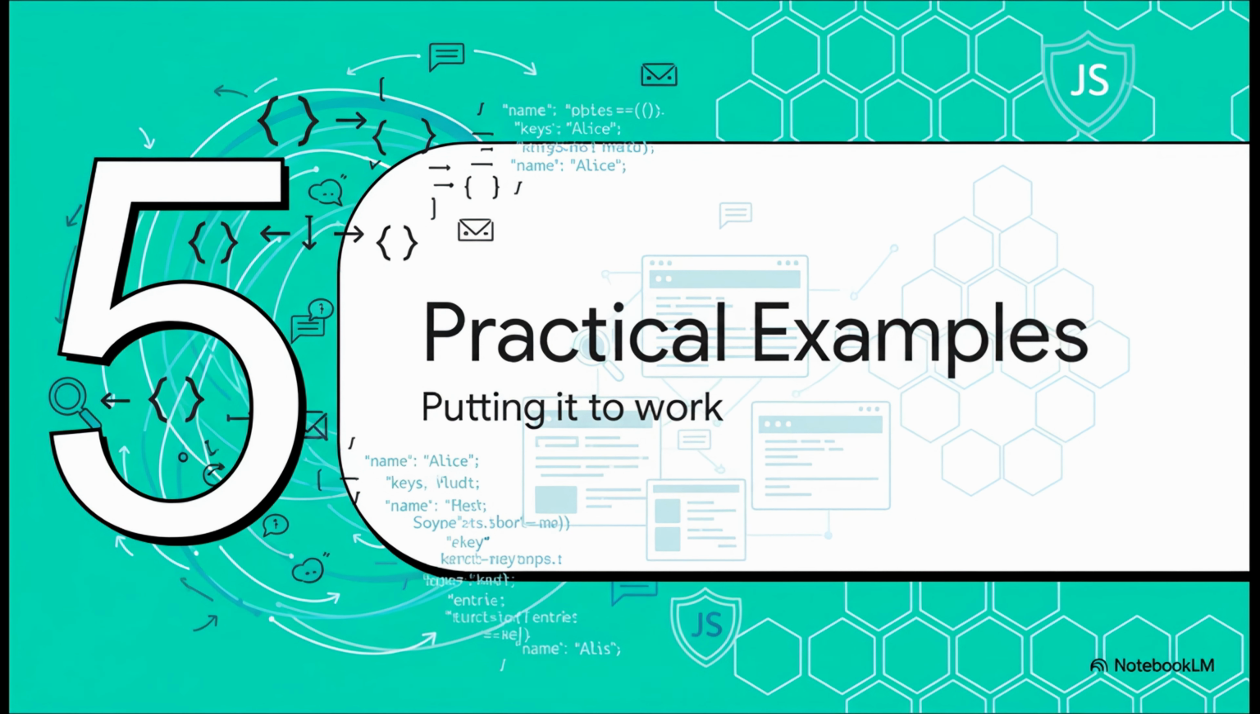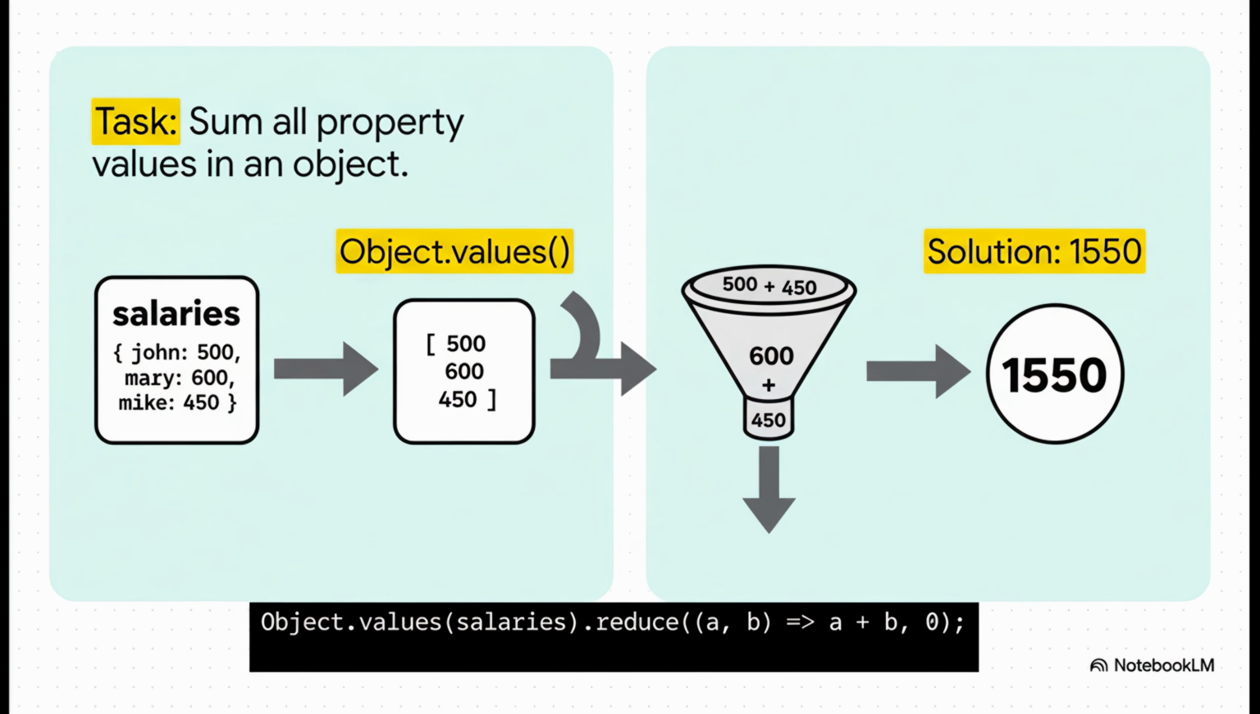All right, to really make this stick, let's run through a couple of quick practical examples you're going to see all the time. First task, let's say you need to sum up all the salaries in an object. In this case, we don't really care about who's getting paid, right? We just want the numbers. So Object.values is perfect. We grab an array of just the values, and then we can use the classic reduce method to add them all up. I mean, look how clean that is. One single readable line of code.